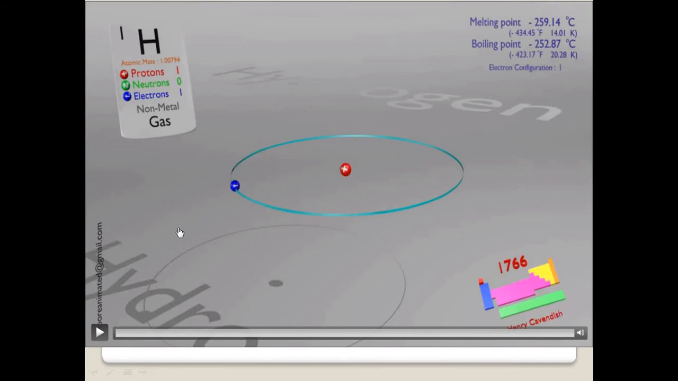Okay, are you getting this? This hydrogen has only 1 shell with 1 electron, so it is placed in the first group. Okay, first period, first group.